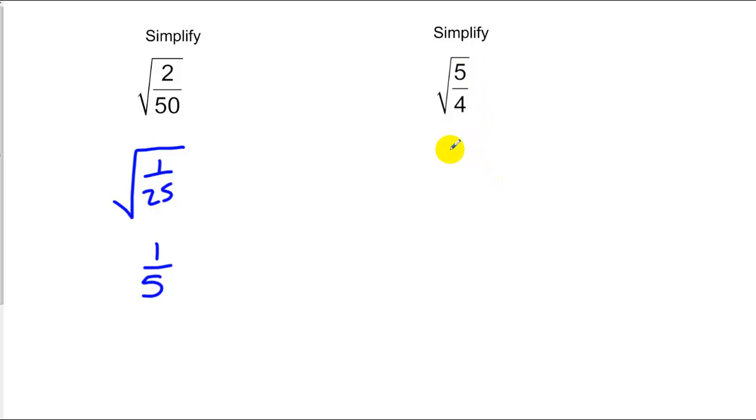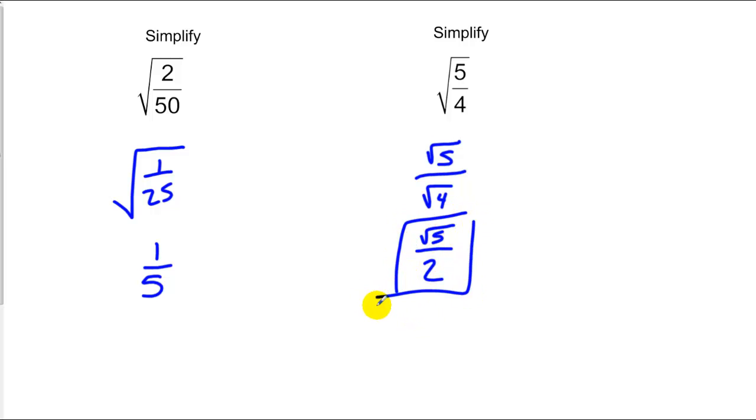Now in this problem, nothing simplifies. 5 over 4 doesn't reduce. So what I can do from here is say, all right, well, I know I can split this fraction apart into 2 fractions. And you'll notice now that in my denominator I have a perfect square. So what that gives me is the square root of 5 over the square root of 4, which is 2. I have a radical that has no perfect square factors in it in the numerator, which is okay. There's no radical in the denominator, so this satisfies all my conditions, and I'm done.